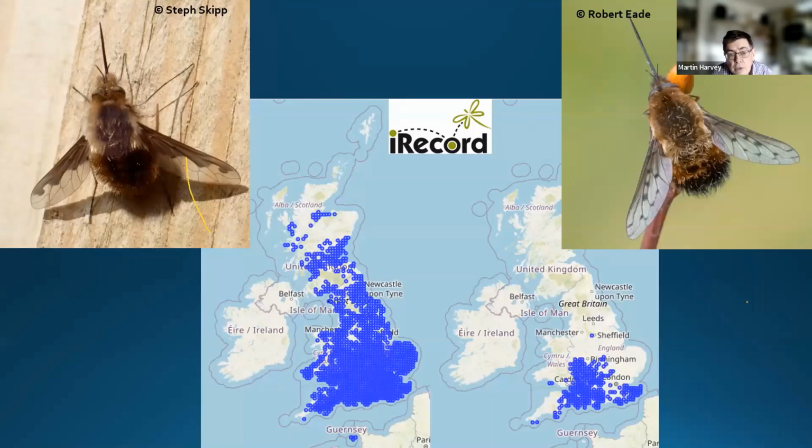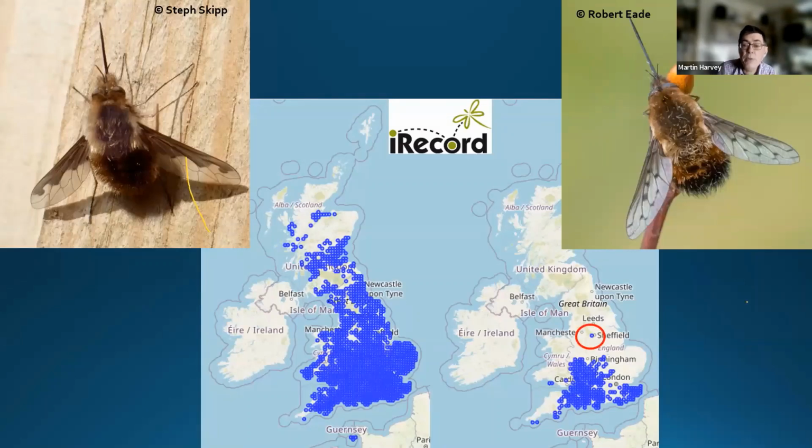There are some records for the Republic of Ireland, but it does seem to be genuinely scarce over there. And the western bee fly also occurs in Ireland, but that is also not terribly common. On the right-hand side, we have the map for the dotted bee fly, which, as we said, is much more restricted to the southern part of England and Wales.